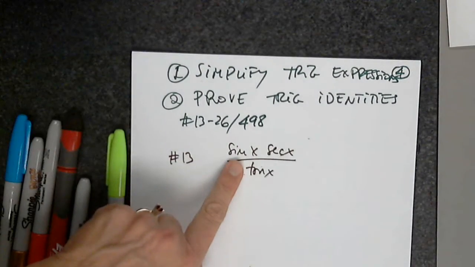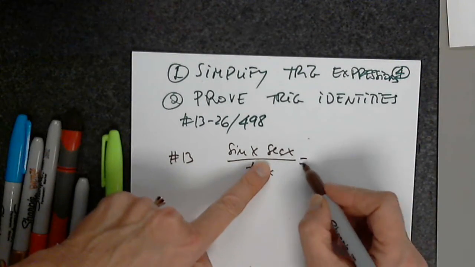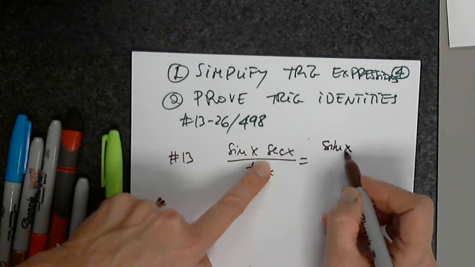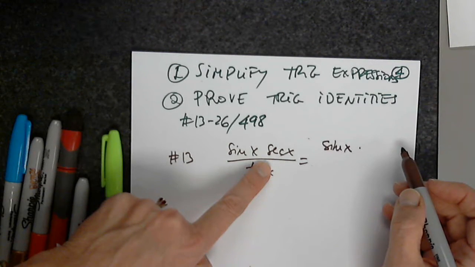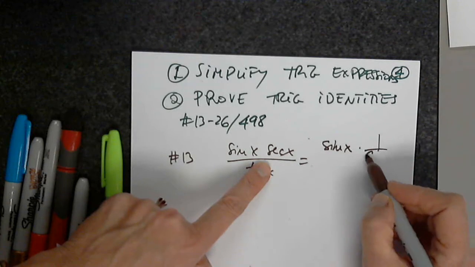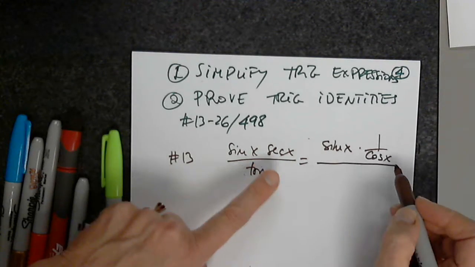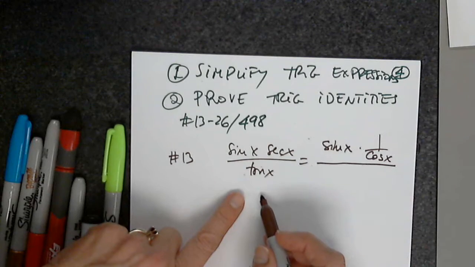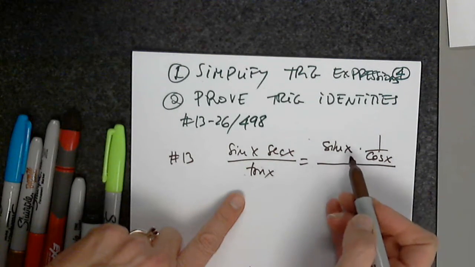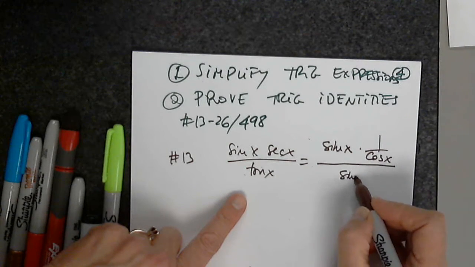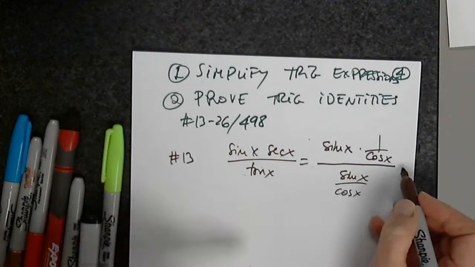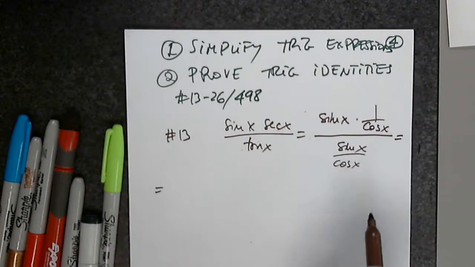I can't do anything to sine, but I can do something to secant. What is secant? Very good. And now tangent, I already look at the top. I can write tangent as sine over cosine if I want to. There is no need, you'll see in a moment, but okay, I did it anyway.